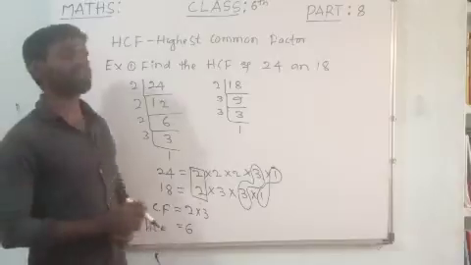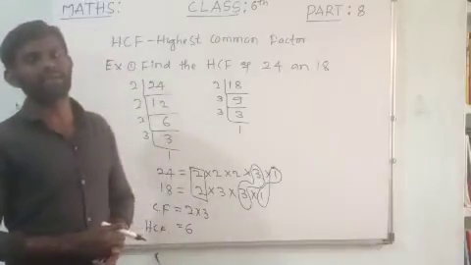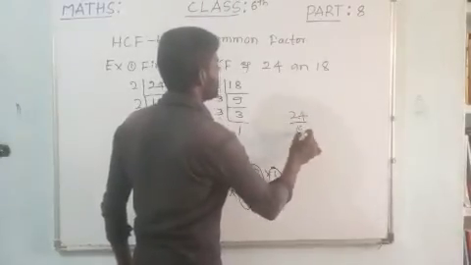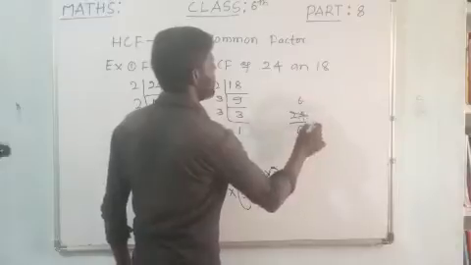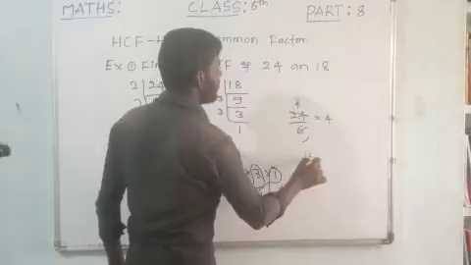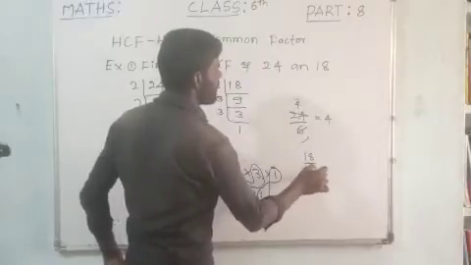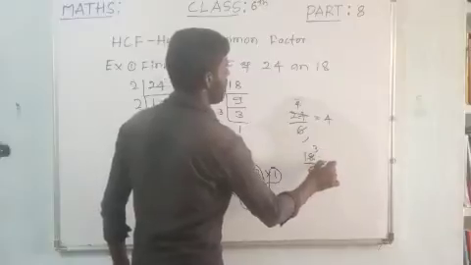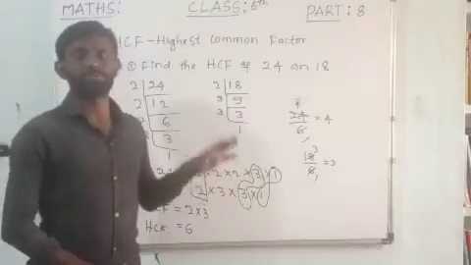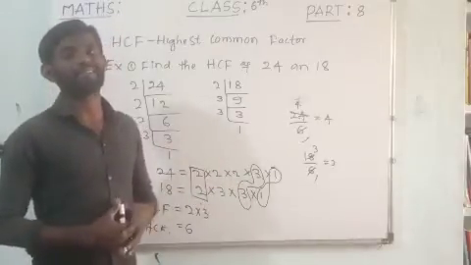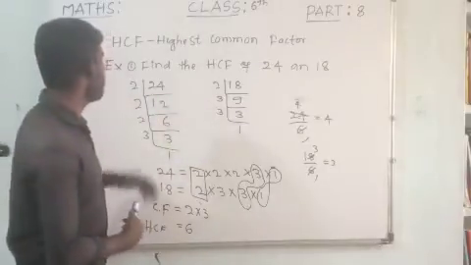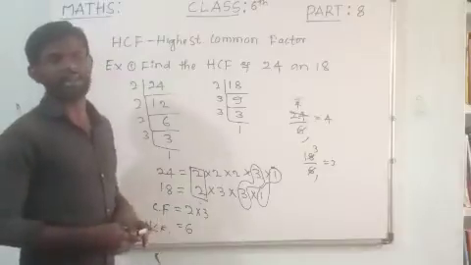The HCF of 24 and 18 is 6, because 24 divided by 6: 6 fours are 24. Then 18 divided by 6: 6 threes are 18. This 6 can divide both the given numbers. That's why we call it HCF. HCF means the highest common factor. Okay, dear children, let us see.